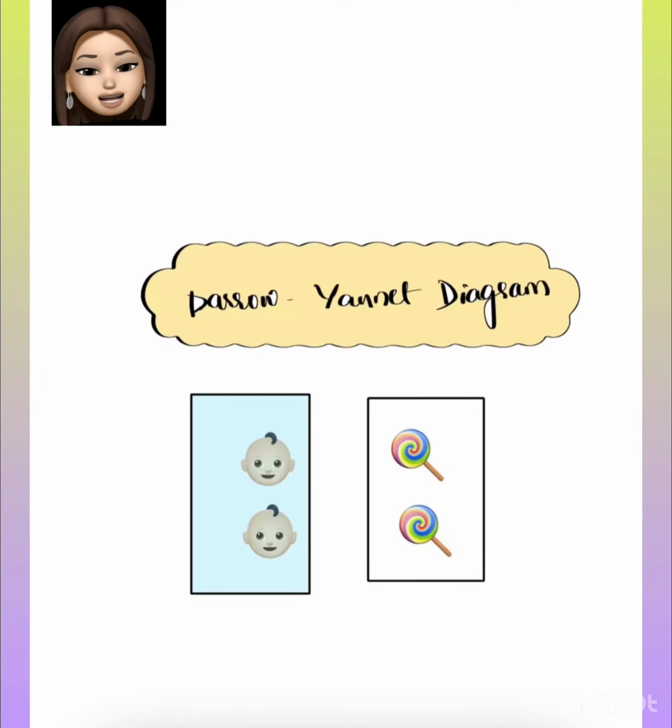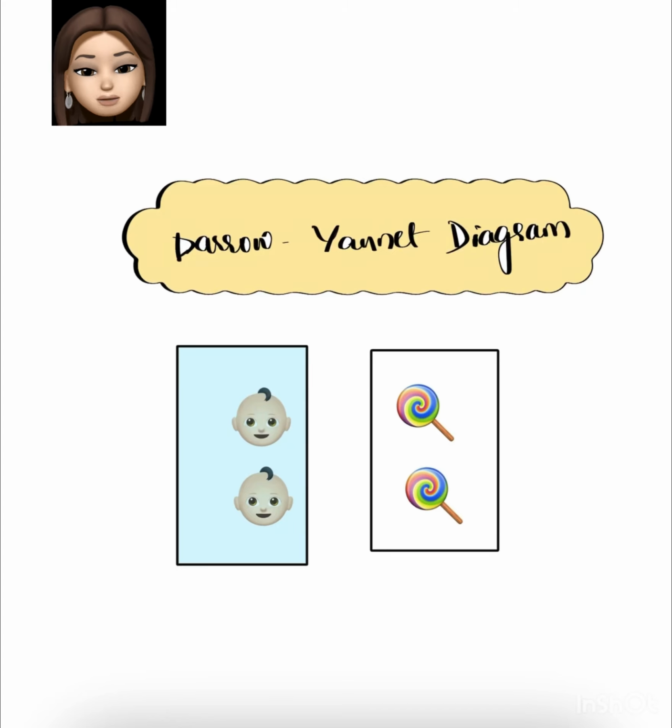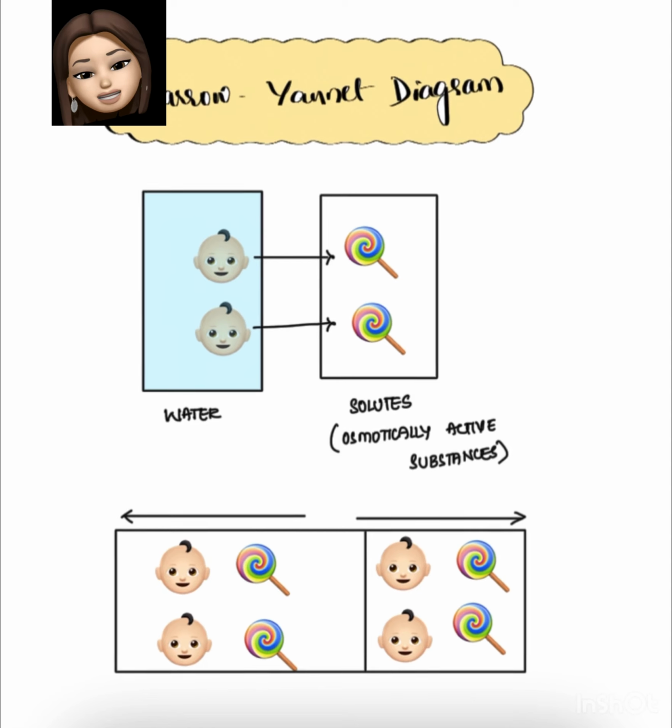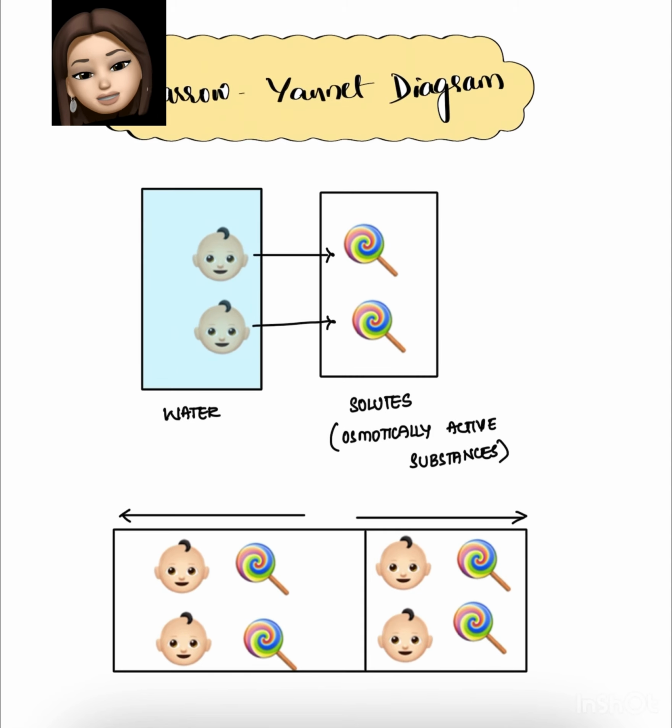Today we'll be discussing the Darrow-Yannet diagram, which explains the change in volume and osmolarity in response to conditions of dehydration and overhydration. We all know kids like candies, and whenever they see them, they run towards them. Consider kids to be water and candies to be solutes or osmotically active substances. Two kids and two candies, with each compartment, intracellular fluid and extracellular fluid, having one kid and one candy.